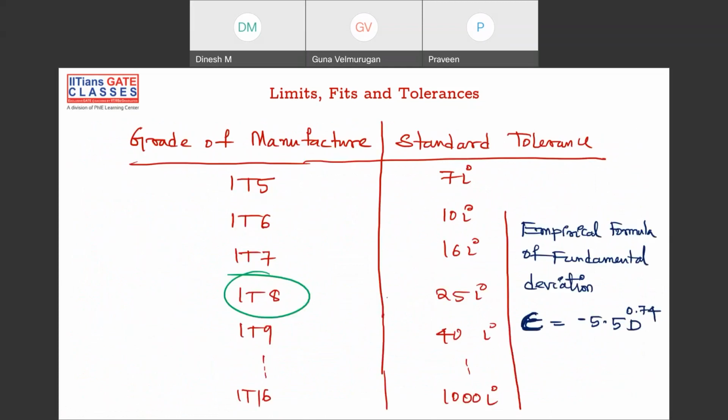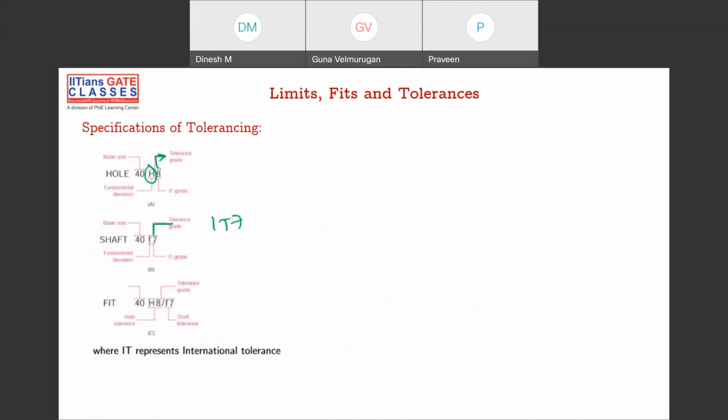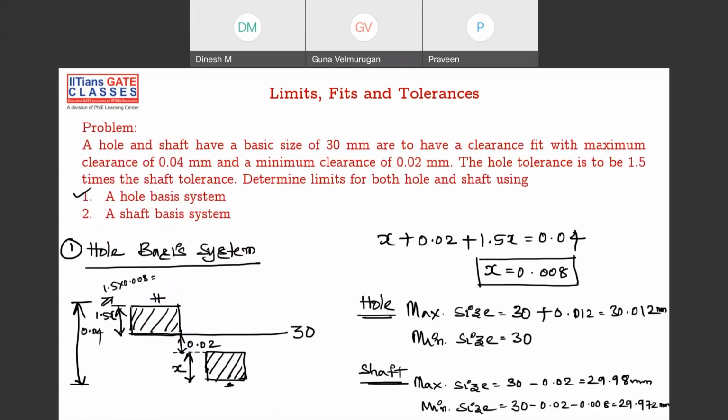What is the standard tolerance? 25 into I. Okay, and for fit, this is for shaft. So this is for hole, and this is for shaft. And 8 and 7 are corresponding tolerance grades. IT represents international tolerance. Right.